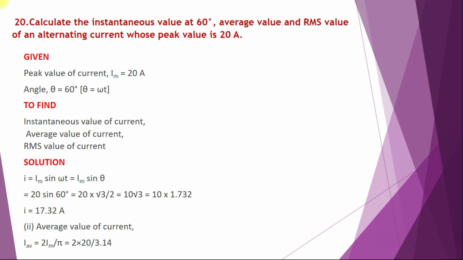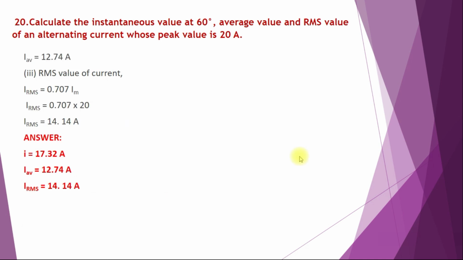The average value of current is got by the equation I average is equal to 2 into Im divided by pi, which is equal to 2 into 20 divided by 3.14. So the I average value is 12.74 ampere. Next we will find the RMS value of current, which is given by I RMS is equal to 0.707 Im. So 0.707 into Im value is 20. So 0.707 into 20, which is equal to 14.14 ampere.